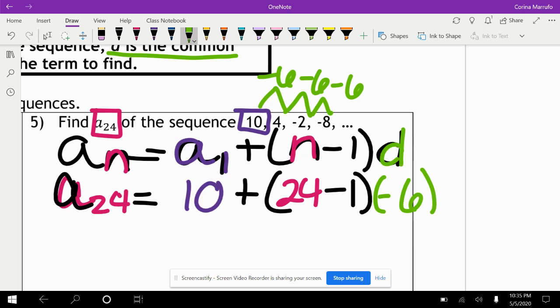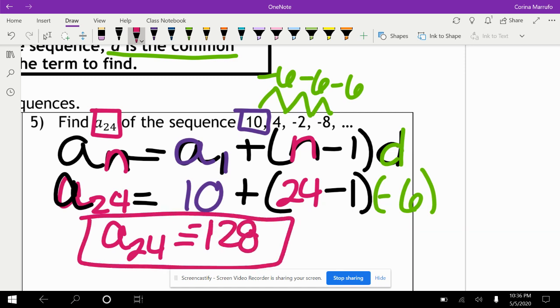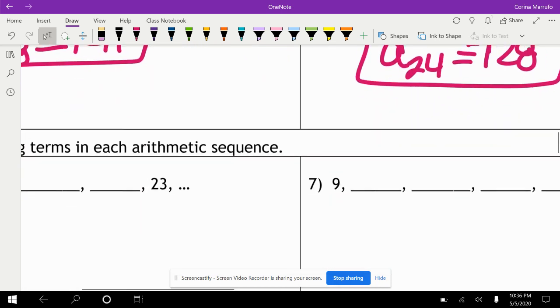Okay. So I'm going to go ahead and plug all of this in my calculator the way I see it. So 10 plus 24 minus 1 times negative 6, and that gives us negative 128. So our 24th term in the sequence is equal to negative 120. All right, on to the next one.